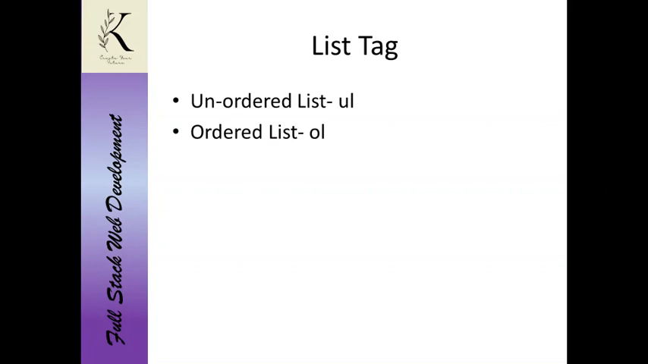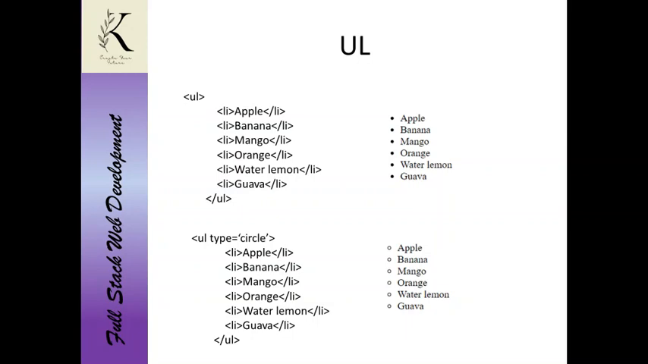An unordered list is represented by the tag ul, and an ordered list is represented by ol. Now in this example you can see we have first created one simple unordered list with the names of different fruits. When you execute it in the browser you will see the list like this, with the bullets that are the default type.